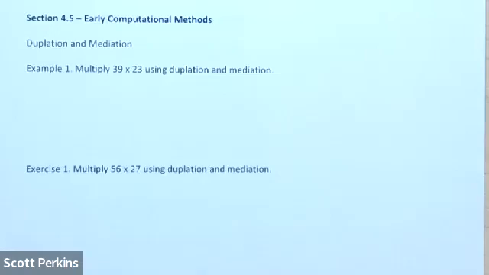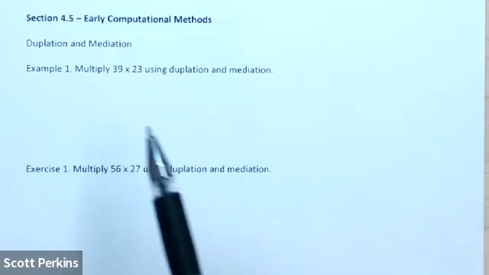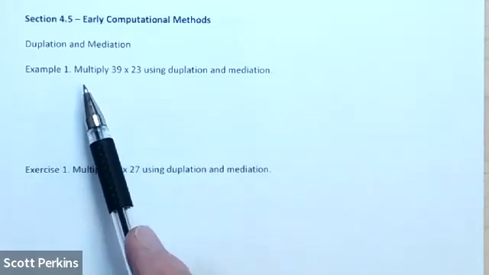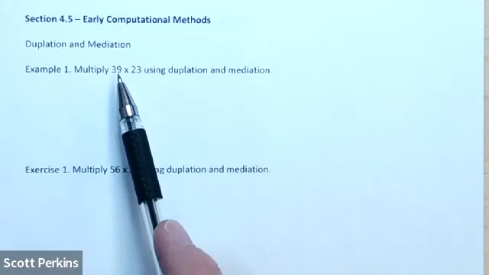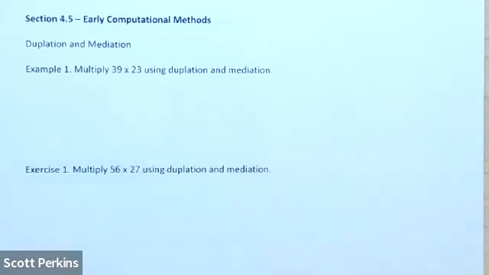Okay, we have calculators now, so we wouldn't use this now. No one in the world does this anymore, but this is an older thing. The second method, there are still areas of the world, particularly China, that will use the second method that we're going to talk about. So here's what you do with duplication and mediation. We're in example 1. I'm going to work this one with you. We are going to multiply 39 times 23.